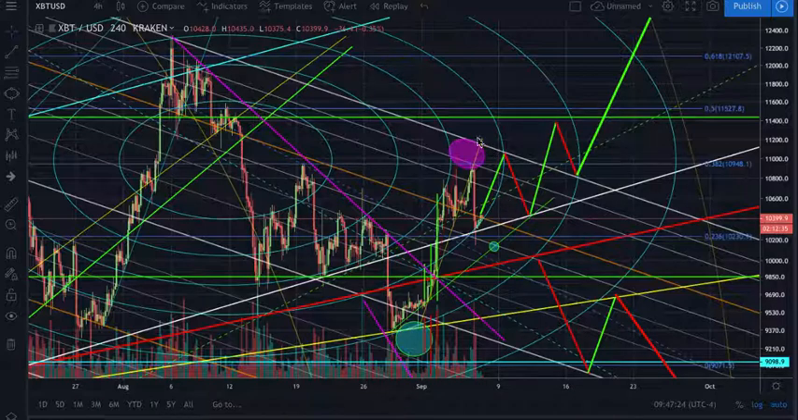Once you get used to the fib circles, all it does is help you get a better idea of the regular Fibonacci, but with time related. So it gives you the arcs, essentially like parabolas to work with.